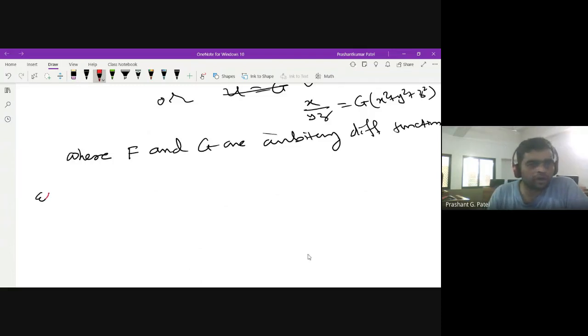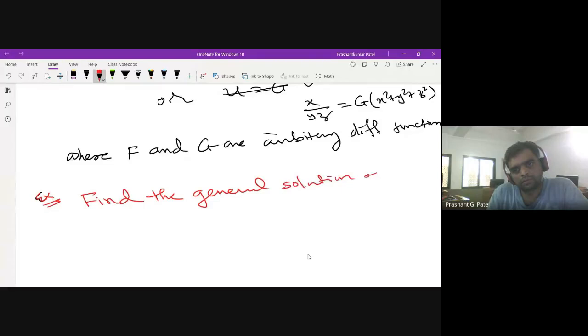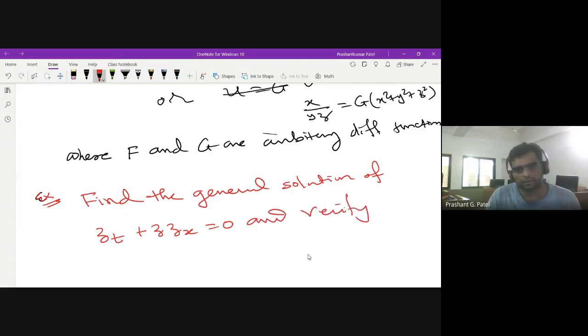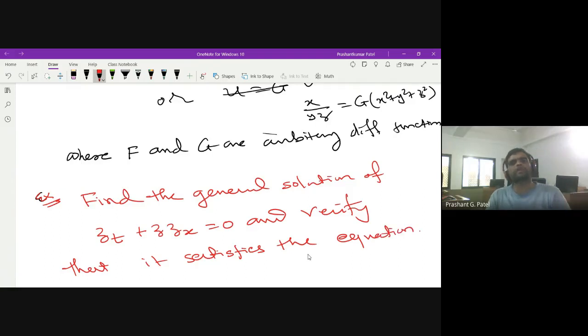Let us have the third example. The question is: find the general solution of z_t plus z into z_x is equal to 0, and verify that it satisfies the equation. That means whatever solution we get, it should satisfy this.